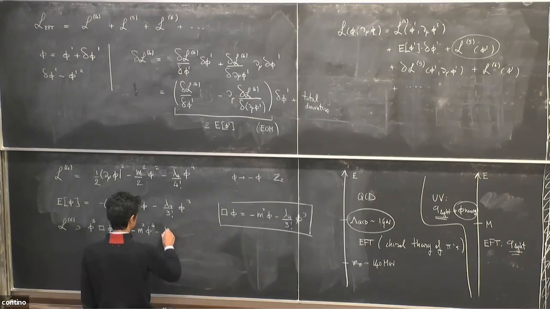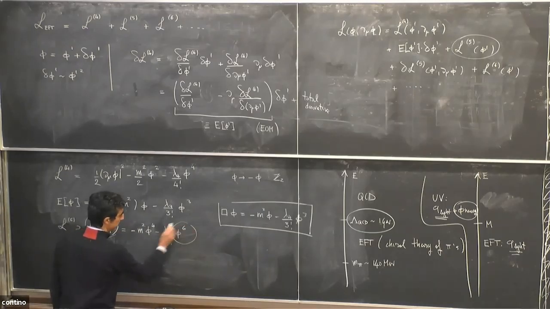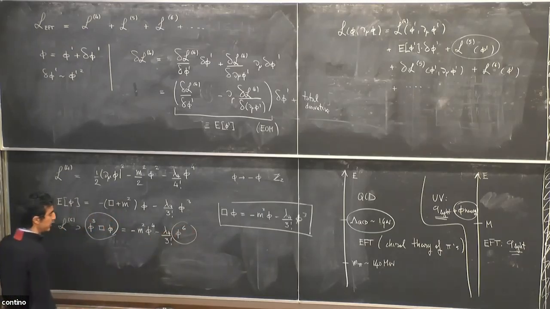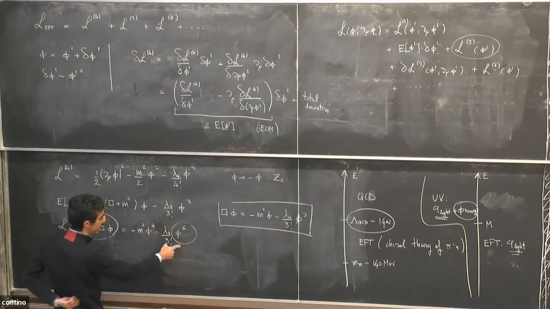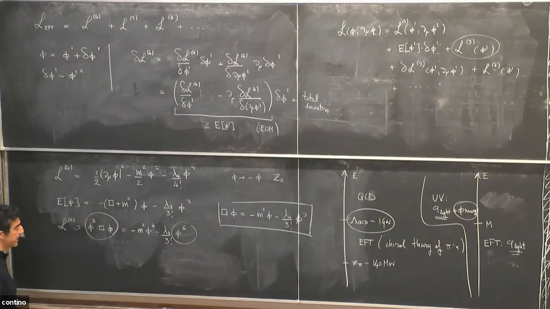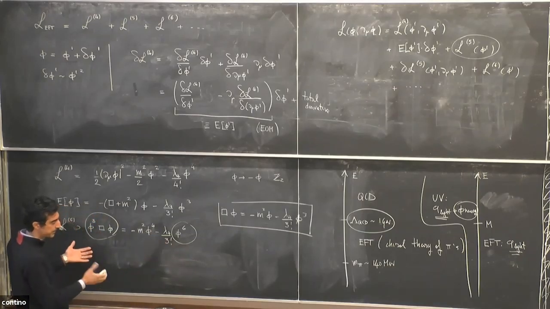Okay, by using these equations here, I get minus m squared phi to the fourth, minus lambda 4 by 3 factorial phi to the 6. So you see that you have rewritten an operator in a different way. So if you start with a list of dimension 6 operators, which includes both these and these, you discover that actually one of the two, let's say this one, can be removed, can be written in terms of terms which are already present in the dimension 4 Lagrangian plus another operator in the dimension 6 term, okay?